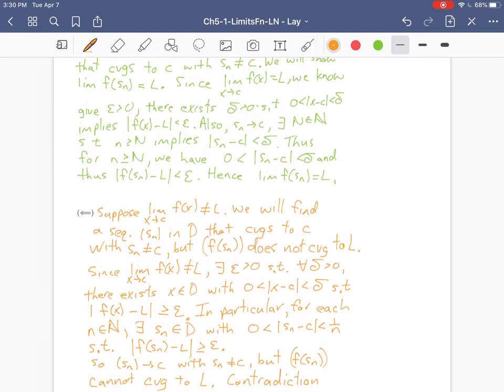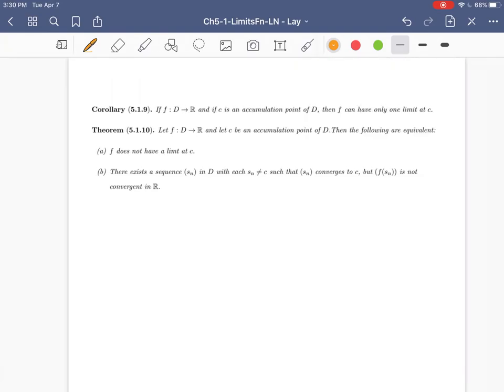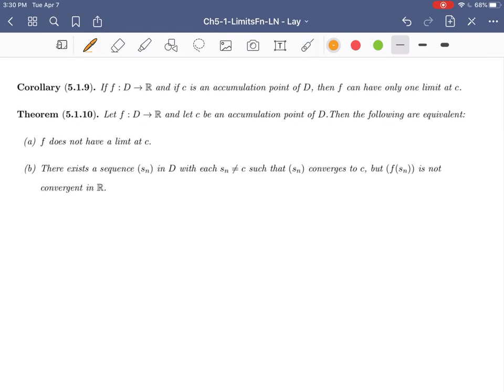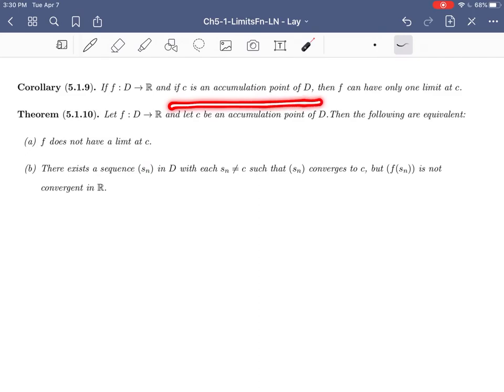All right, so that was quite a bit there. We'll take a look at this last corollary and theorem. We won't expand on them too much. This has been a long video. A corollary to this: if f is this and c is an accumulation point, then f can have only a single limit at c. So we can't have more than one limit at a point.